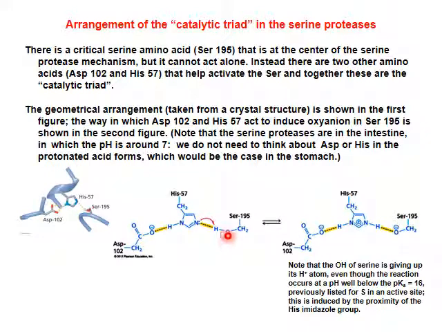So the pKa lowering effect is at play here, because the serine now can lose a proton because of this hydrogen bonded network with aspartic acid in the proper position of histidine to abstract that proton. Now you have a good nucleophile here, the serine that's negatively charged, as I talked about in the previous slide. It can now act as a good nucleophile to attack a carbonyl carbon of a peptide bond.